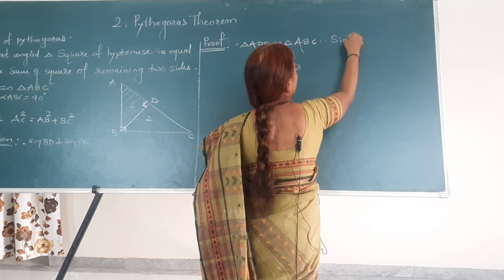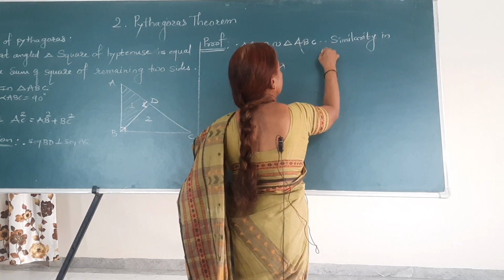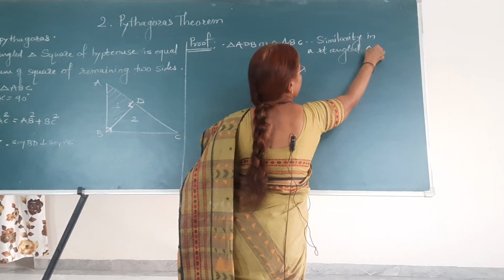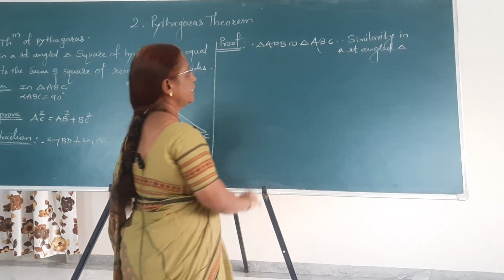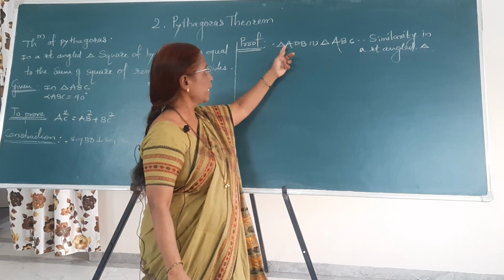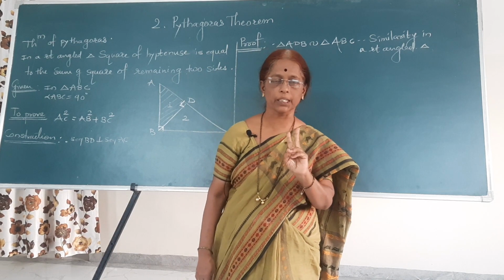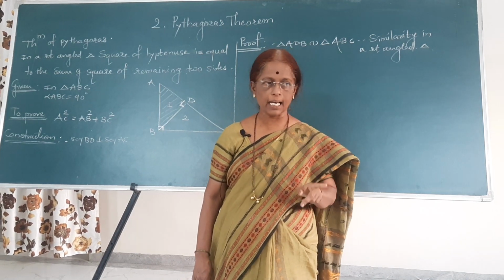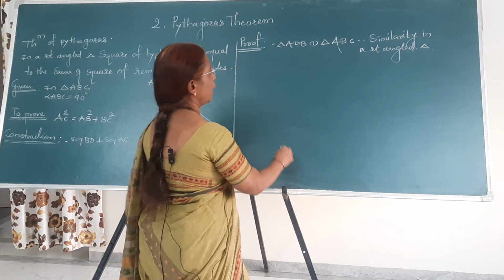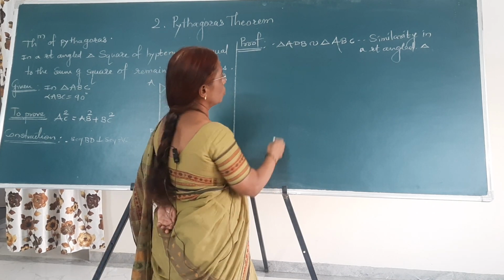Similarity in a right angled triangle. Now you know, when the triangles are similar to each other, we should remember two things. First is, its sides are in proportion and angles are correspondingly congruent to each other. So we are concerned here with the sides of the triangle. So what sides are there?